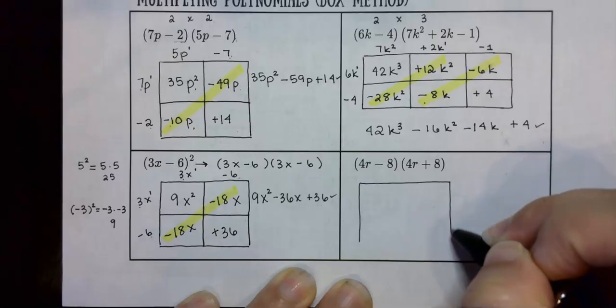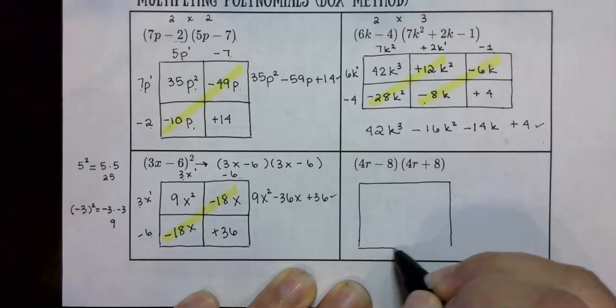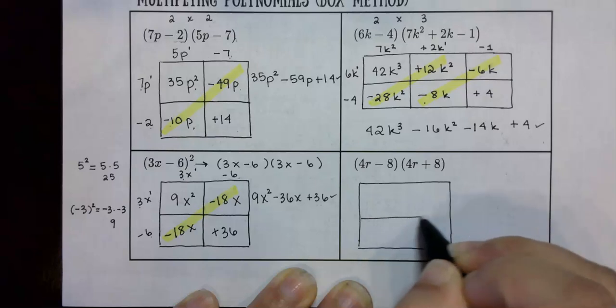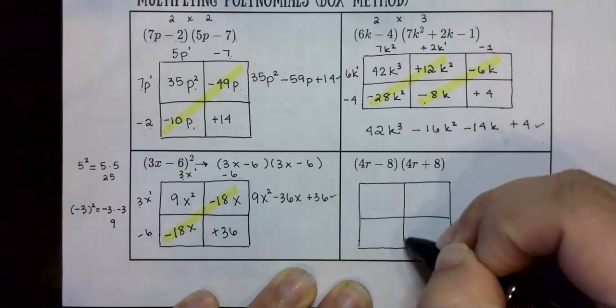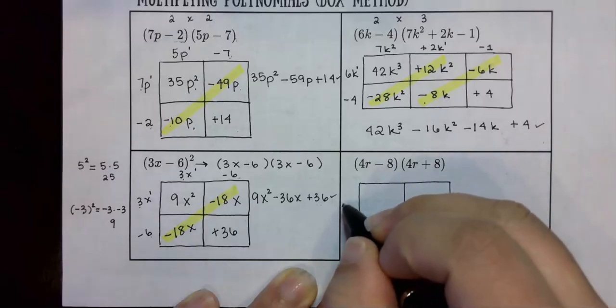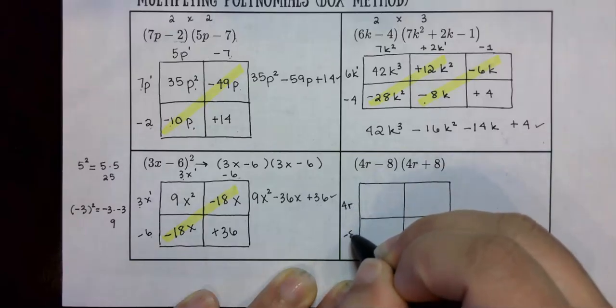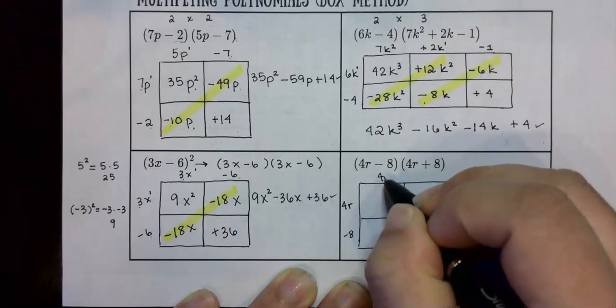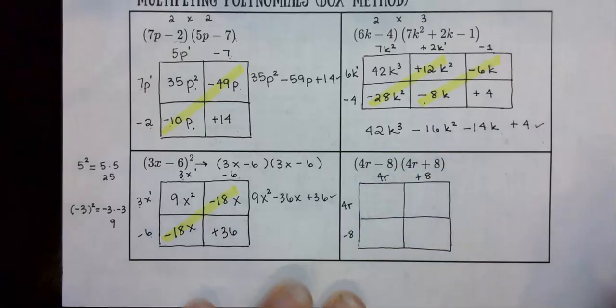It is another 2 by 2. And here's my two rows, 2 columns. So we're going to keep each one of these parentheses together. So we're going to say 4r minus 8. Then we're going to say 4r plus 8. And then from here, it's going to look very familiar, but at the very end, you're going to notice something.